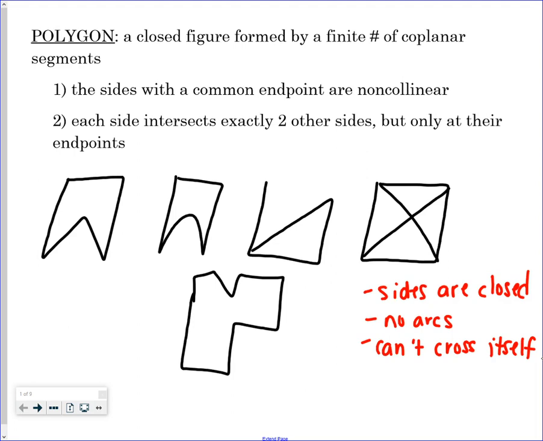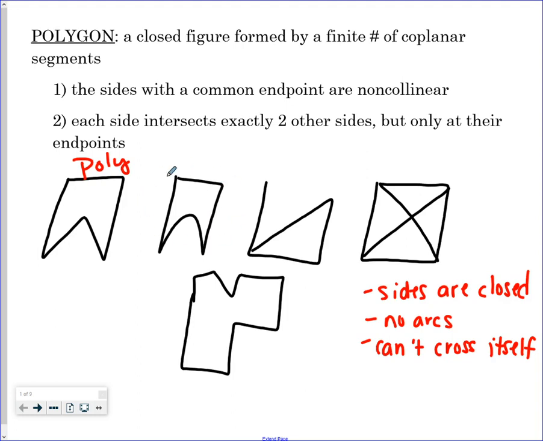So if you look at our first picture, I'm going to make sure it follows the checklist there. Are the sides closed? Yeah, this is not an open figure, so check, right? Are there any arcs? No, those are all straight, hard lines, right? Does it cross itself? No, so this is a polygon. So you could say yes, you could say poly, whatever makes sense to you, okay?